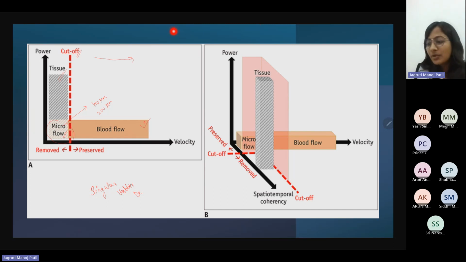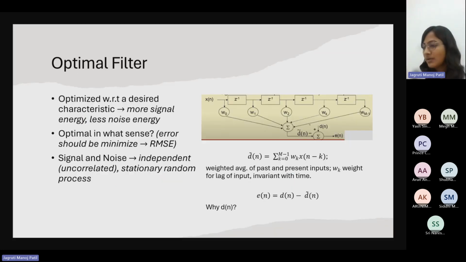So what you do is make a matrix, with a diagonal matrix and other matrices. The technique of singular value decomposition decomposes a particular signal into three matrices, in a way that it differentiates the blood flow, the microflow, and the tissue motion. In that way, you are able to get the microflow differentiated from the blood flow and the tissue motion. So there are different techniques, and this is how filters have been helpful nowadays.